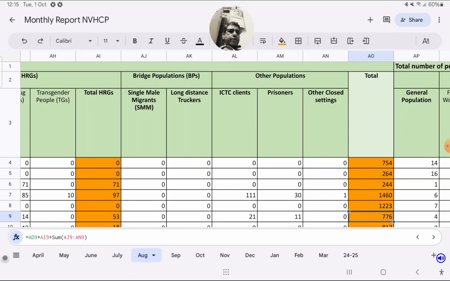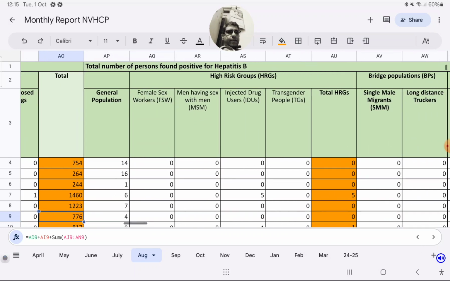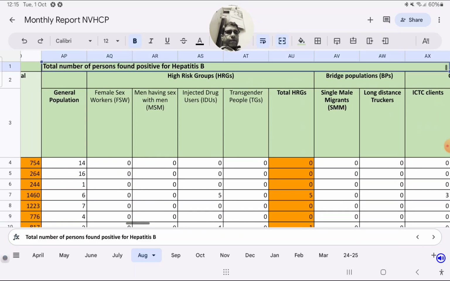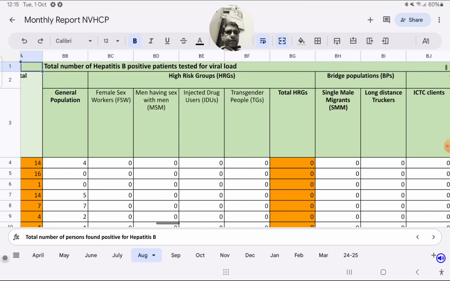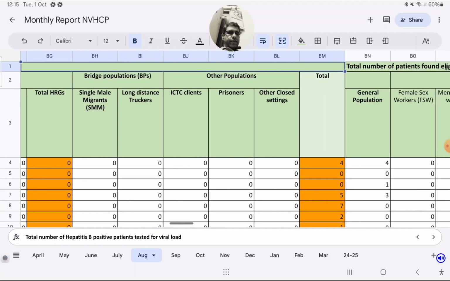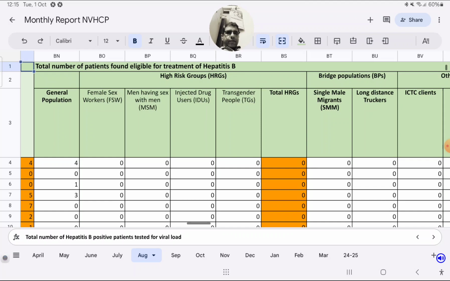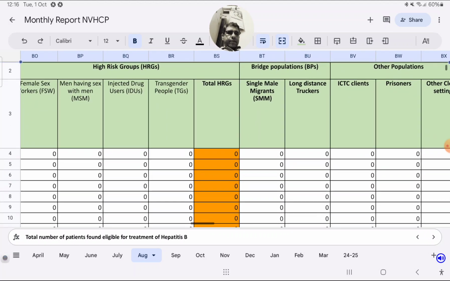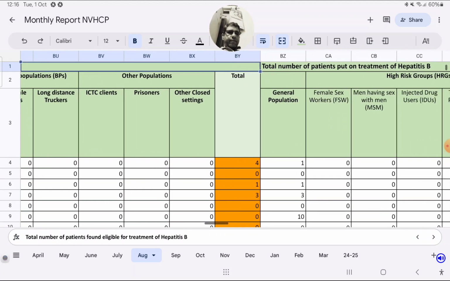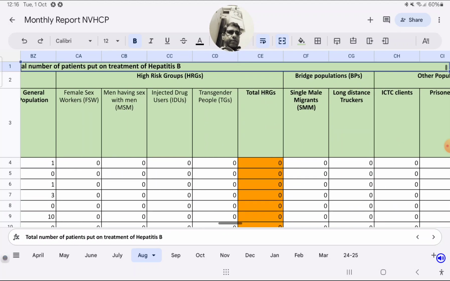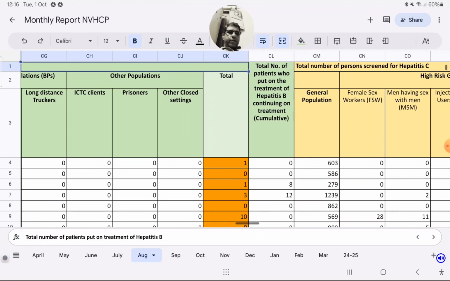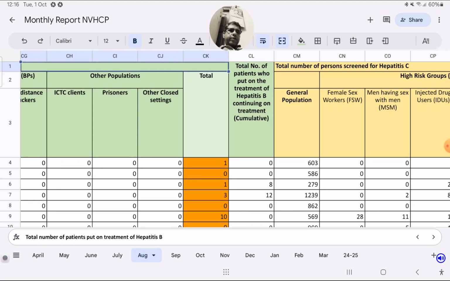That is how they have also divided the persons found positive for hepatitis B in various categories. Total number of hepatitis B positive patients tested for viral load is also divided into these different categories. Patients found eligible for treatment, we have to divide them into different categories. Total number of patients put on treatment for hepatitis B, the whole thing has to be divided into different categories. So that is how this categorization is to be done.